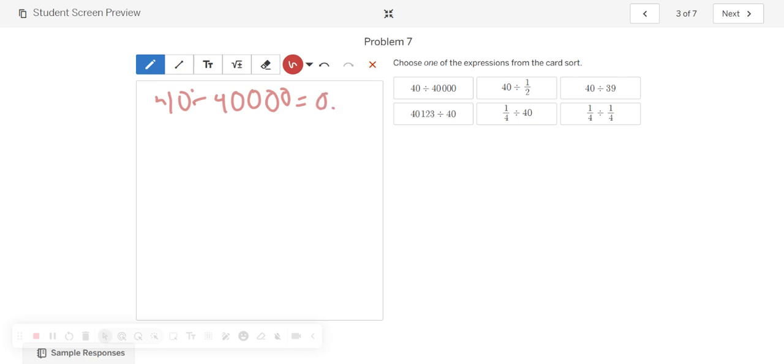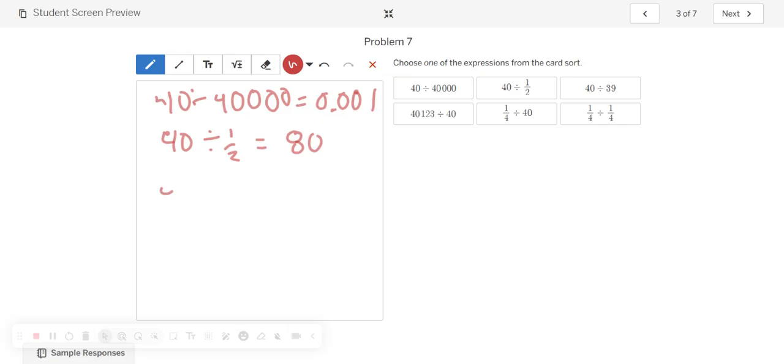is just 0.001. It's 1/1,000th, because the 40 and the 40 cancel out, and you get 1 for every 1 divided by 1,000, which is 1/1,000th. 40 divided by a half means you've got 40 of something and you're cutting each one in half. So 40 divided by 1/2 equals 80. So if you had 40 cookies, they're really big, so you cut each one in half, you end up with 80 parts of a cookie.